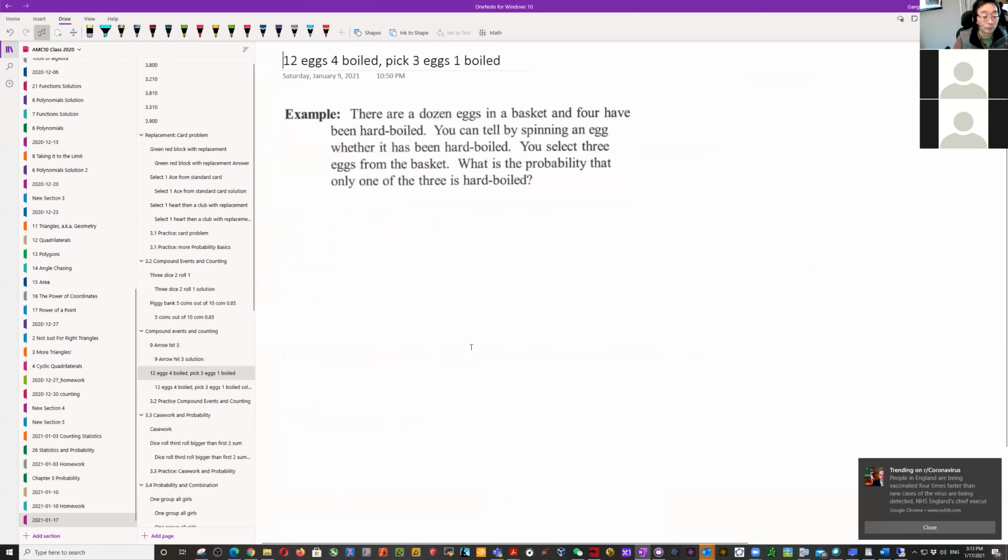And then this is the problem: there are a dozen eggs in a basket and 4 have been hard boiled. You can tell by spinning the egg whether it has been boiled. You select 3 eggs from the basket. What is the probability that only one of these 3 is hard boiled?